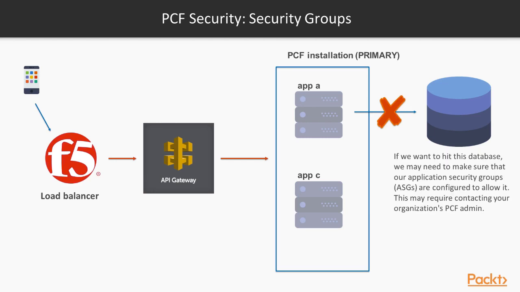That's what that is. Ideally, you want app A to talk to the database, and you don't want to be blocked by the security groups. This can slow things down a little bit, so you want to make sure that your ASGs are configured properly so you don't get blocked.